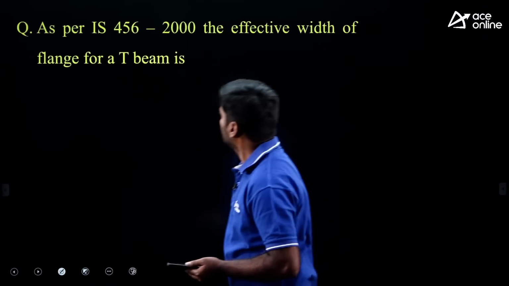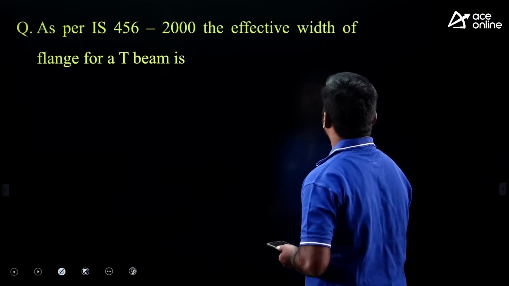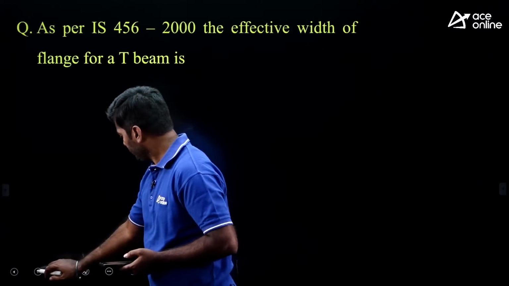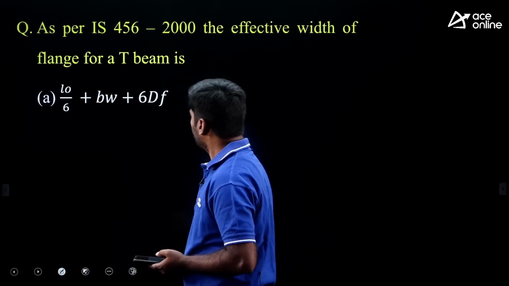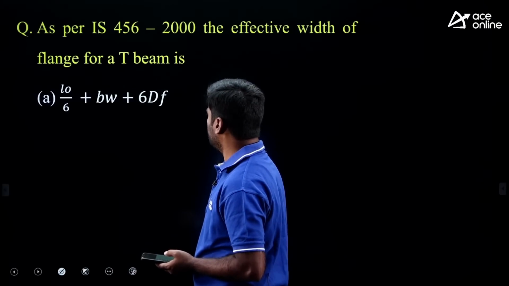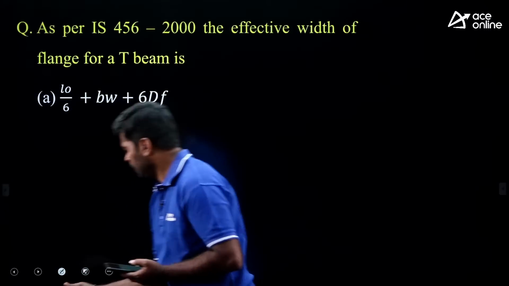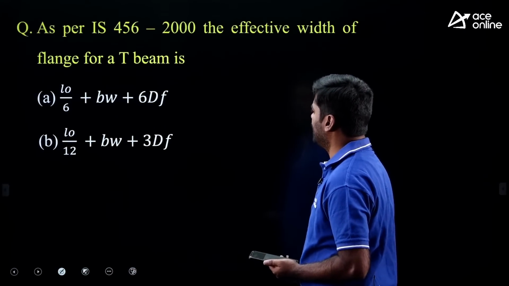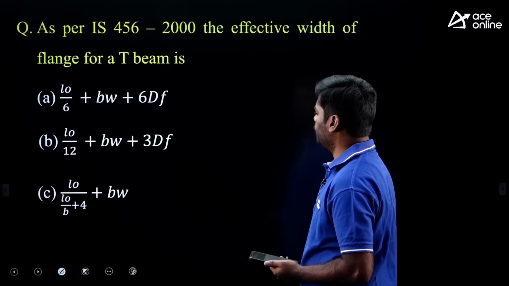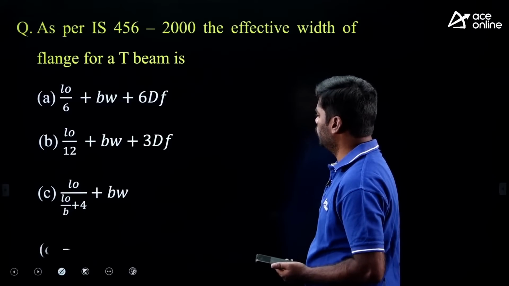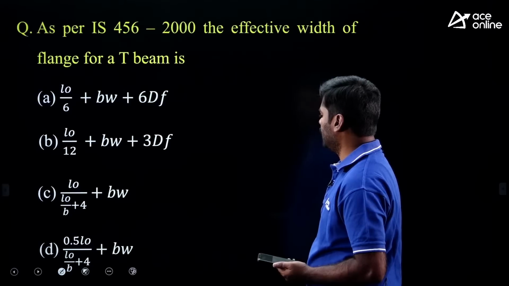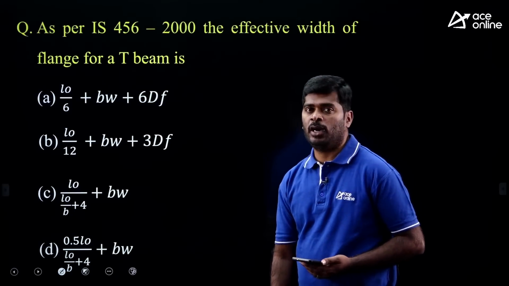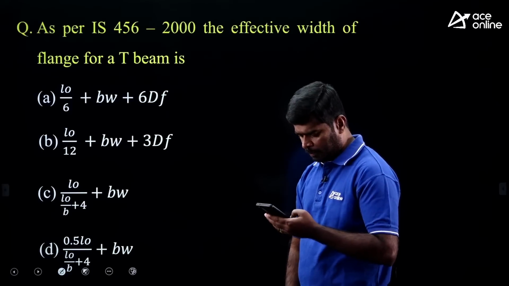As per IS 456-2000, the effective width of flange for a T-beam is, options given here: A, L0/6 + bw + 6Df, and option B, L0/12 + bw + 3Df, C, L0/(b/l0 + 4) + bw, D, 0.5 L0/(b/l0 + 4) + bw. Which option is correct? Come on, my dear, pick up.